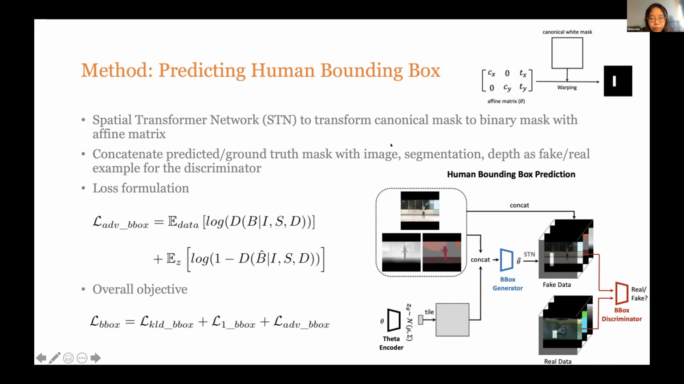Essentially here, in order to encourage more diversity in the predictions, we do not simply supervise the prediction with the ground truth label. Instead, we add a bounding box discriminator that takes in all the information, the RGB image, segmentation, and depth, and also this either predicted or ground truth mask, and uses them as fake or real examples for the discriminator. So the adversarial training loss is defined here. Essentially, we are just encouraging the networks to predict real for real examples and fake for fake examples. So our overall training objective is simply combining the three terms: the KL divergence and reconstruction terms from the conditional VAE model, and the adversarial training term for the discriminator.